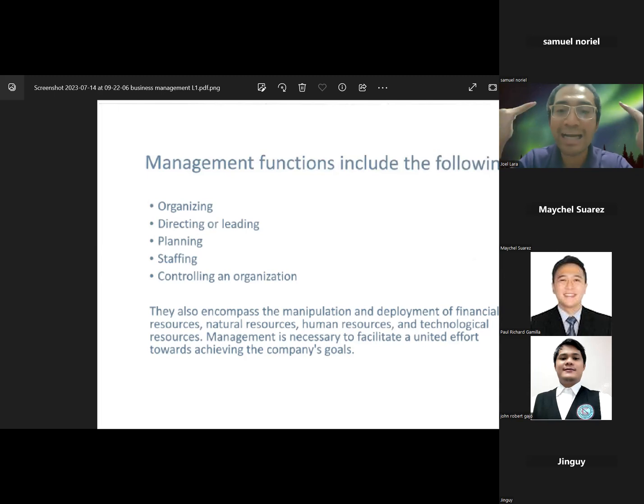I want you to have a mindset that you are now a leader, a manager, because that is our course. That's our program is business management. I-level up na natin yung mindset ninyo into managing. Tama ba, Jingay?